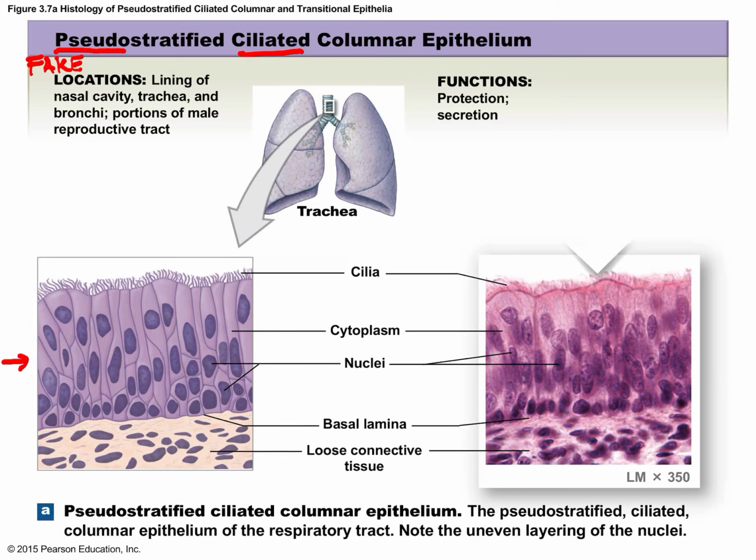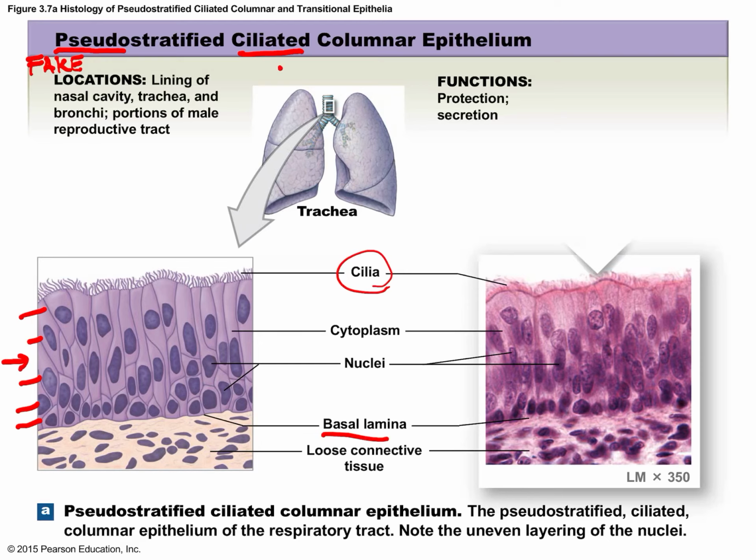Take a look at the diagram here. It looks like there's many layers of cells because I have my nuclei at different levels of this tissue. However, every single cell runs down and it connects to the basal lamina. So it indeed is a simple layer, but it looks stratified. That's why it's called pseudostratified.